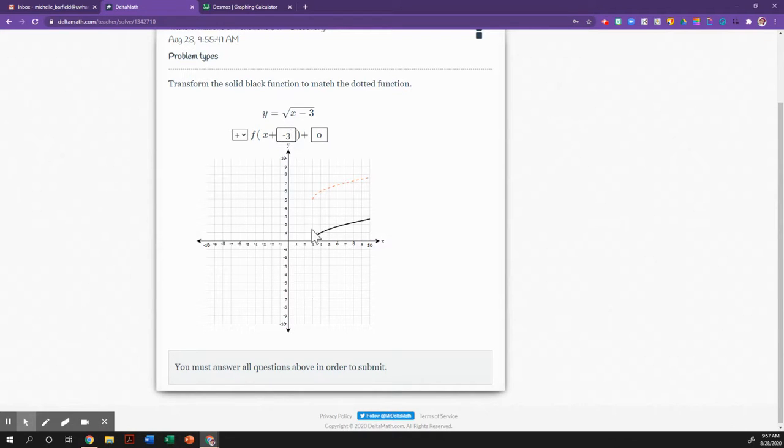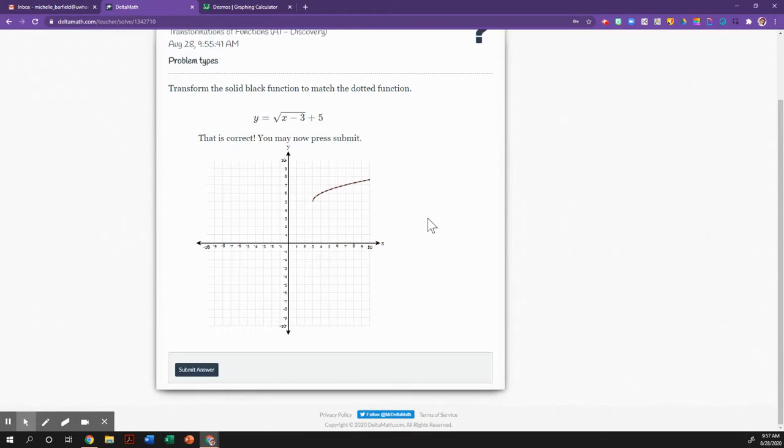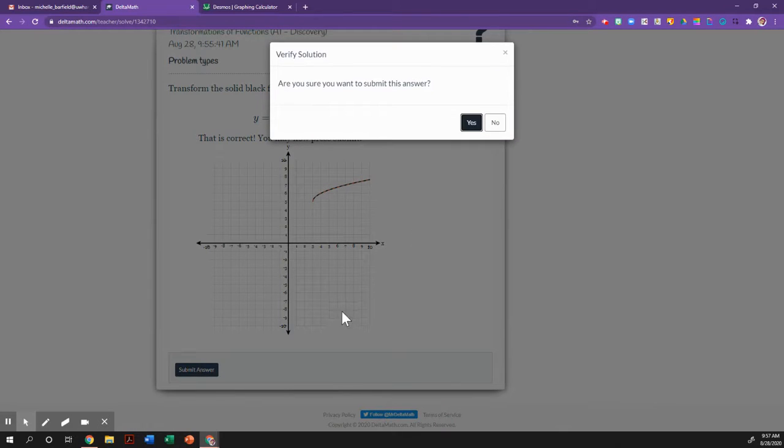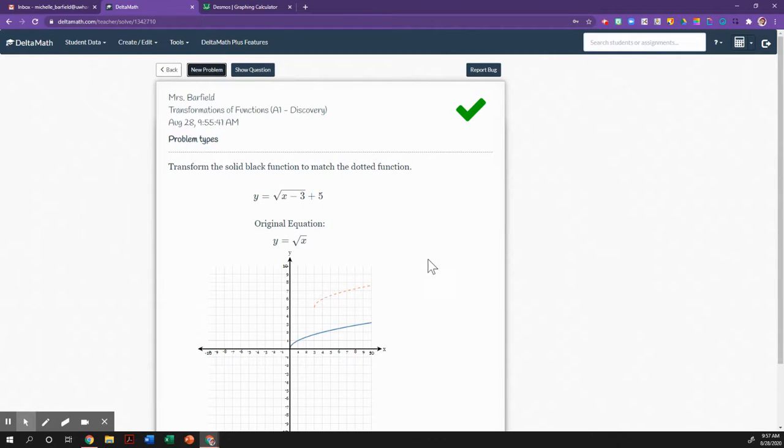Logically, if I go up, I'm probably going to use positive numbers, and if I go down, that would be negative numbers. Let's test my theory. If I put negative 1, what happens? It moved down. So I'm going back to 0, and I want to go up here. 1, 2, 3, 4, 5. Press enter. Bam, it says that is correct. You may now press submit. So that's what you're going to do for this one.